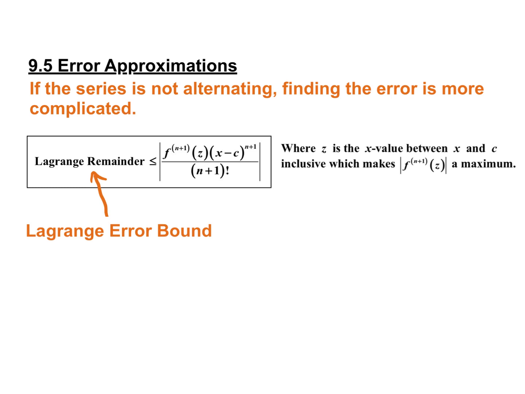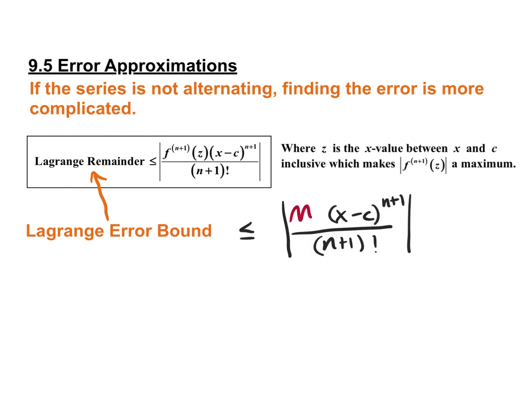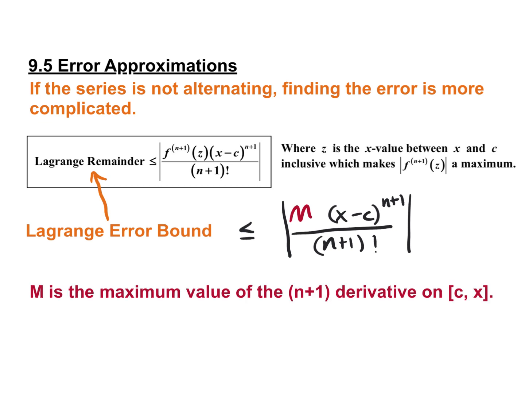Now, a lot of times we can write it like this. We can just replace that next derivative, because it's still the n plus 1, with an M and think about it that way. It's just the maximum. And so the maximum value of the n plus 1 derivative, the next derivative, is going to be a maximum value on that interval from c to x or from x to c, depending on which one's bigger.